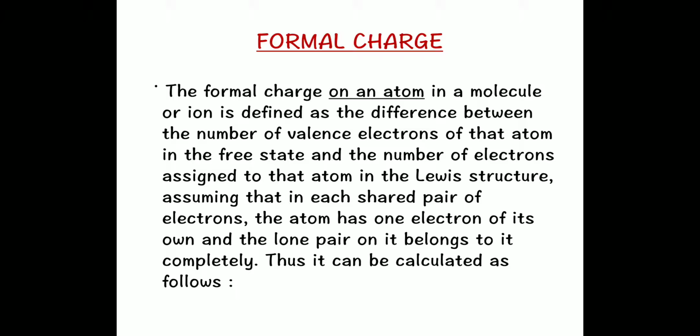So what formal charge basically means is that it is the difference between the number of valence electrons of that particular atom, which we can find from the electronic configuration, and the number of electrons we assign to that atom while drawing the Lewis structure.